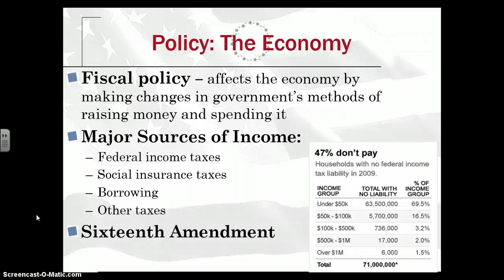So let's first start with the major sources of income. You have federal income taxes. You have social insurance taxes, which include things like Social Security and Medicare. You also have sources of income in which the government will borrow money, mainly from Americans, in the form of bonds. And then you also have a number of other small taxes as well. But really what allows the government to enact an income tax is the 16th Amendment, as you know, based on knowing your 27th Amendment.